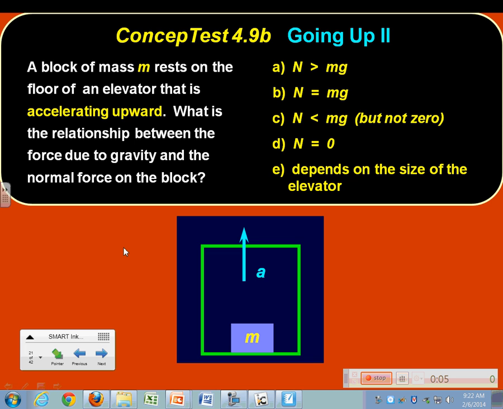So consider that you're a block of mass m, and you're in an elevator that's going up, right? It's traveling upward, and it's actually accelerating upward. What is the relationship between the force due to gravity and the normal force on the block?